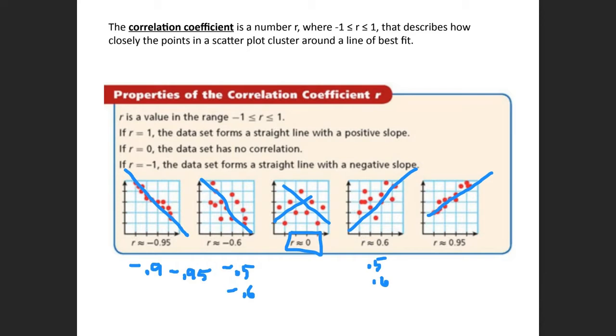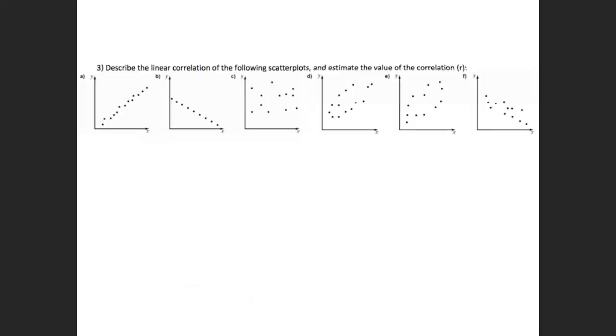Now, on your project, once you do your data and draw your line of best fit, yes, you do have to give me the correlation coefficient. Again, you're just looking at it and coming up with an educated guess of what that should be. Yes, calculators can come up with the exact correlation coefficient, but that's not what I want you to do this week. In this problem, it says describe the linear correlation of the following scatter plots and estimate the value of the correlation.